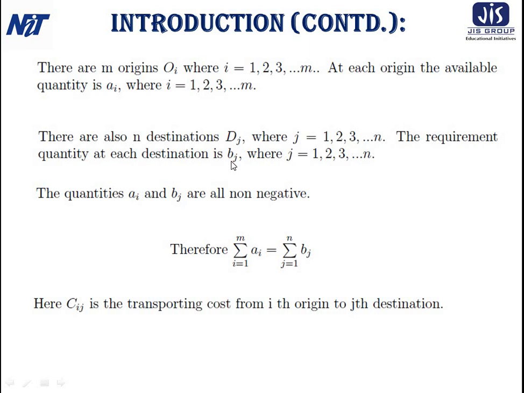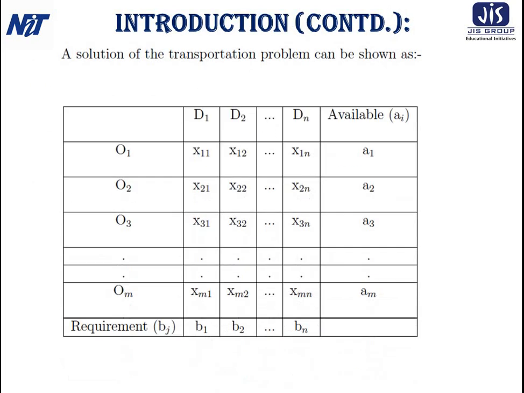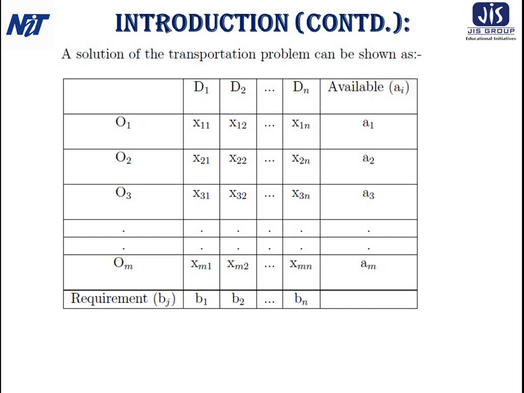And Cij is the corresponding transporting cost from the ith origin to the jth destination. Now what is the solution? Suppose we are supplying x11 unit from origin O1 to destination D1. That is why I have written here x11. We are supplying x12 unit from origin O1 to destination D2. So I have written here x12.